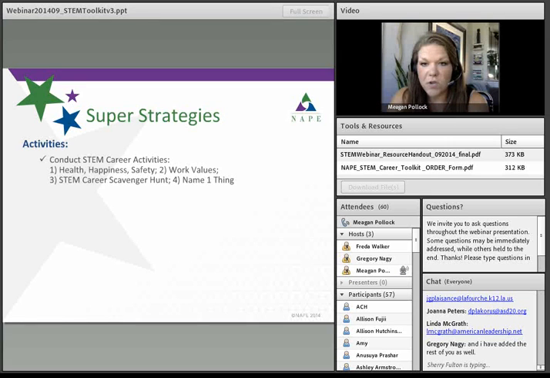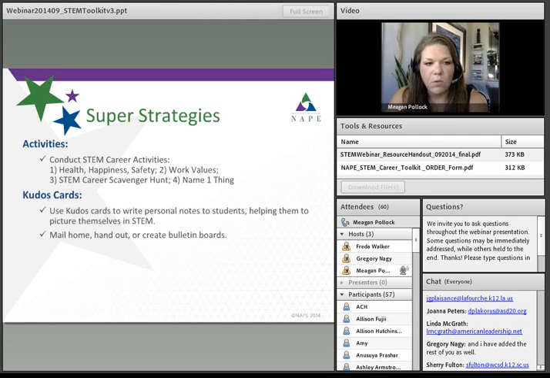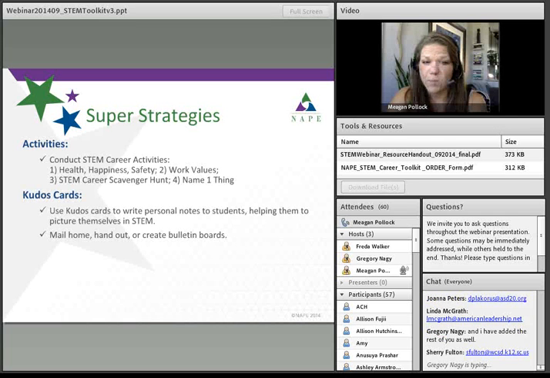Just some super strategies that we want to offer to you to take away. You can do the activities. You've got the 4 activities that we talked about today: the health, happiness, and safety, the work values, the STEM career scavenger hunt. These are the lesson plans and activities, and the name one thing activity that we did to kick it off. You can use the Kudos cards. You can use them to write personal notes to students, helping them to picture themselves in a STEM career, mail them home, hand them out, or create bulletin boards.